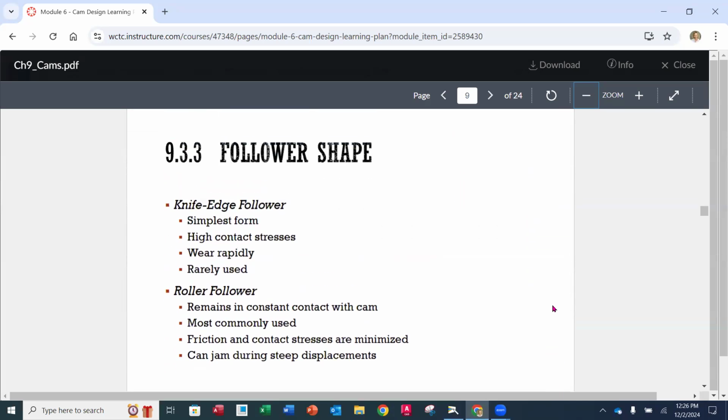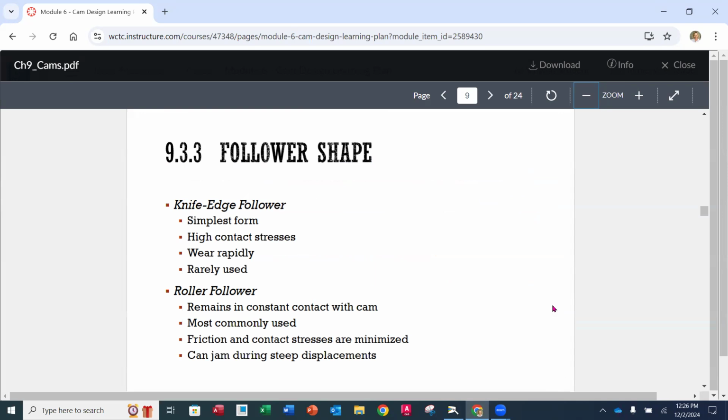Then we talked about follower shapes, and we've seen the knife edge follower. Couple of things here. First of all, it is the simplest form because it just comes to a point at the bottom and you get point contact with the cam itself. But because of that, there are going to be high contact stresses.